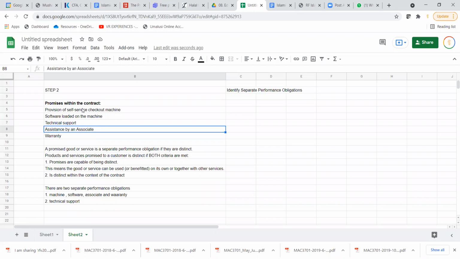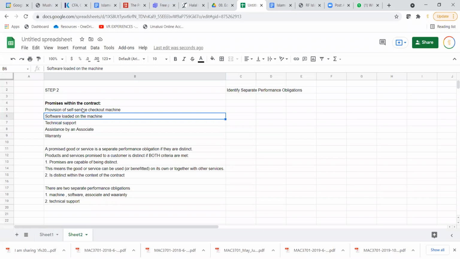This one over here does not meet criteria number one. Why does it not meet criteria number one? Because we don't sell it separately. You only get it as part of the contract. And then we also said the warranty, because it is not sold separately, and because it is only there simply to make sure the machine operates as it should operate, it is not a separate performance obligation. It is not capable of being distinct.